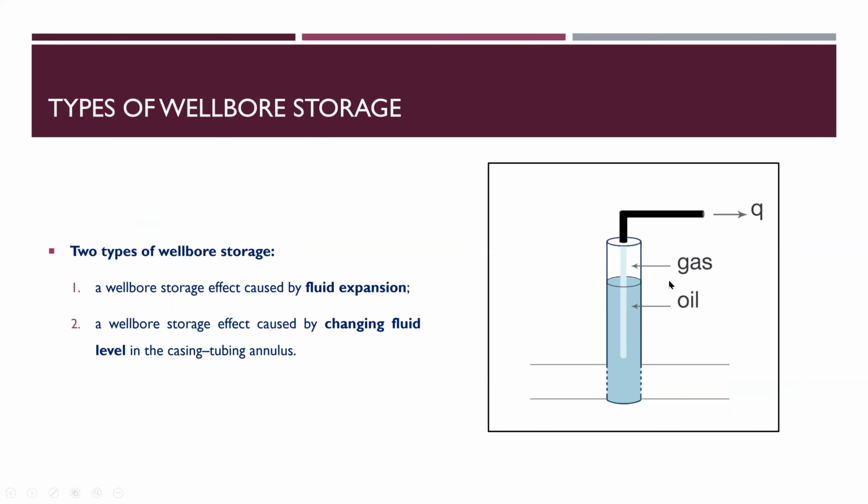We have two types of wellbore storage. The previous one that we highlighted represents what we call fluid expansion. So we have wellbore storage caused by fluid expansion. The second one is caused by the difference in elevation between the fluid in the annulus and the formation. You know that when you shut the well in or open the well for production, there will be a period in which the fluid moves up and down until stabilization.